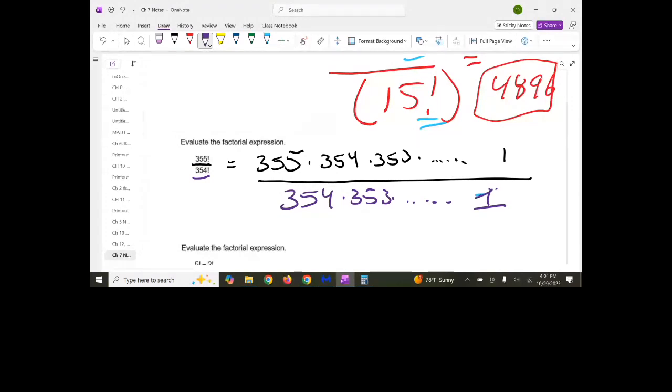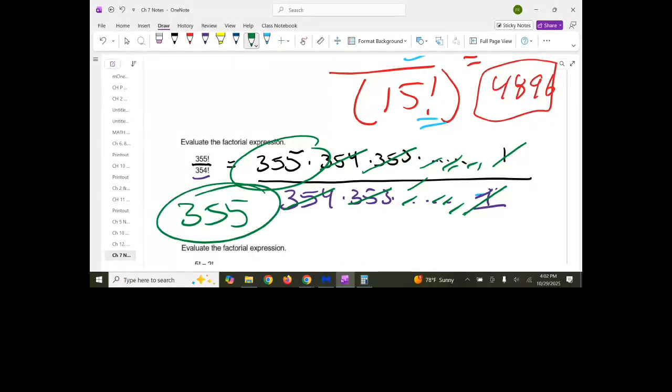Now, y'all, if you remember from when we talked about multiplying fractions or reducing fractions, numbers on the top, my friends, can cancel with numbers on the bottom. So guess what? That 354 and that 354 are going to go away. And that 353 and that 353 are going to go away. And every number all the way down till we get to the number 1 is going to go away. What's the only number we're going to be left with? 355. Boom. And then you're done.